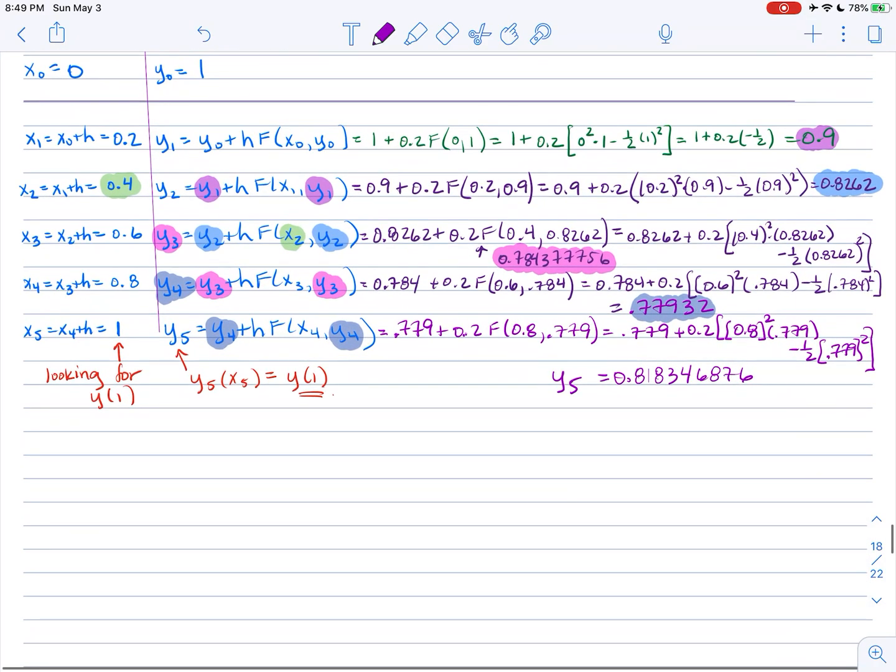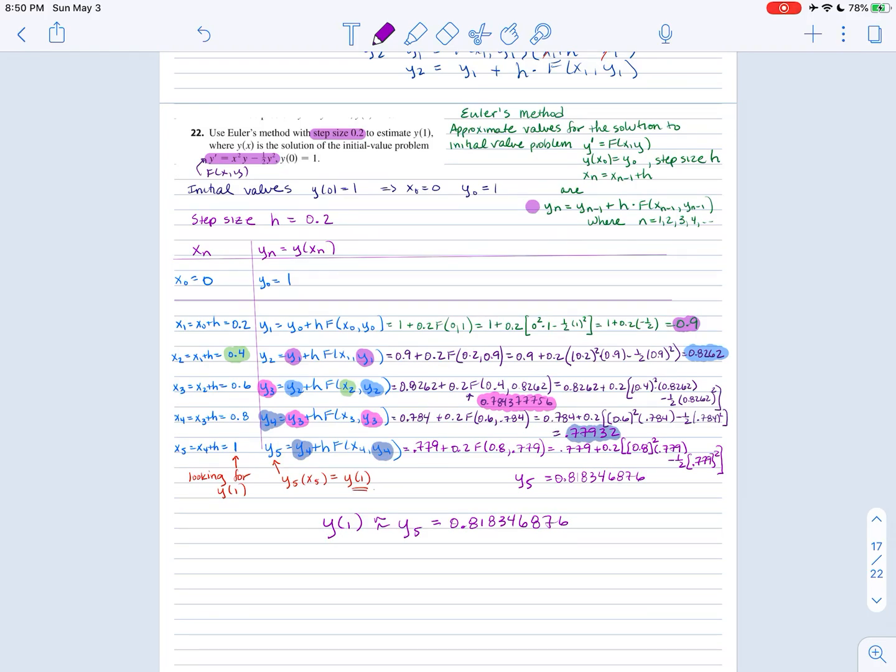And what is this? This value is y sub 5, and remember our input was 1, and so now I can say that y of 1 is approximately equal to y sub 5, which is 0.8183468676. So notice I did not solve the differential equation, but I was able to come up with an approximation of an output at x equal to 1. I didn't go through a slope field to find the shape of the graph. I can go through that and put in my initial value and get an overview of the general shape of the solution estimate.